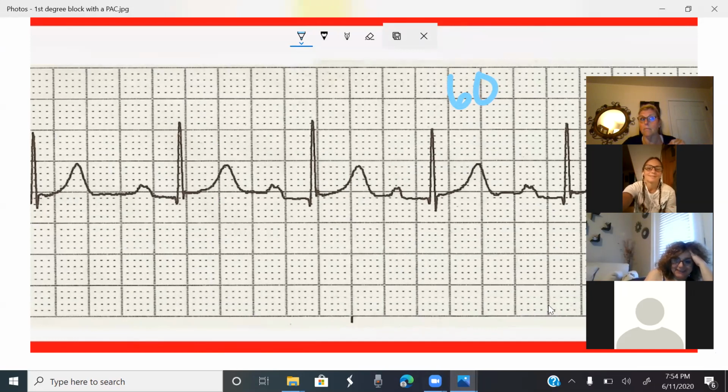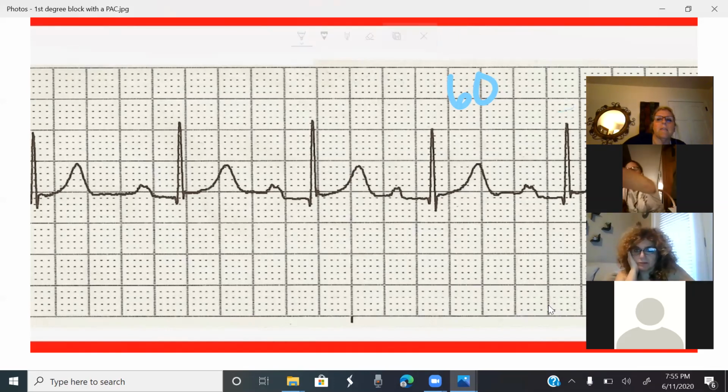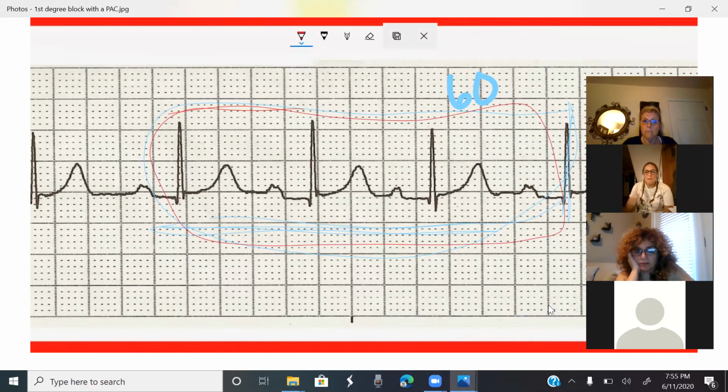So what's our rate? What's the rate? 60. Okay. Now, what's the next thing we're looking for in determining this rhythm? Is it regular? If irregular, we only look at, okay, let's just take this little piece here. We know we already called it 60, right? But let's just take these 3 right here. Let me go to red here. Are those regular? What would you do with your calipers?